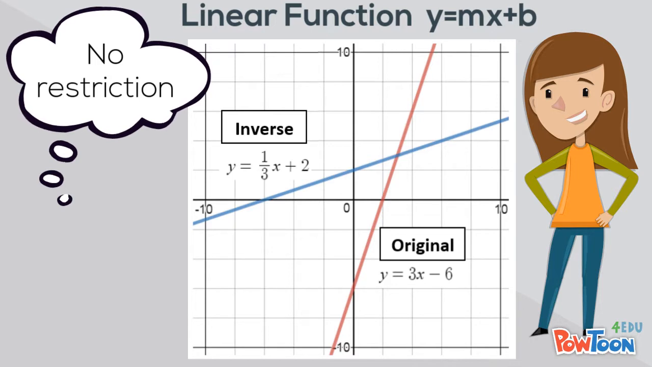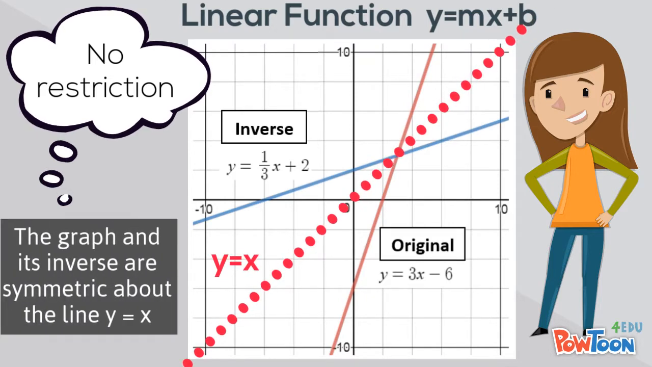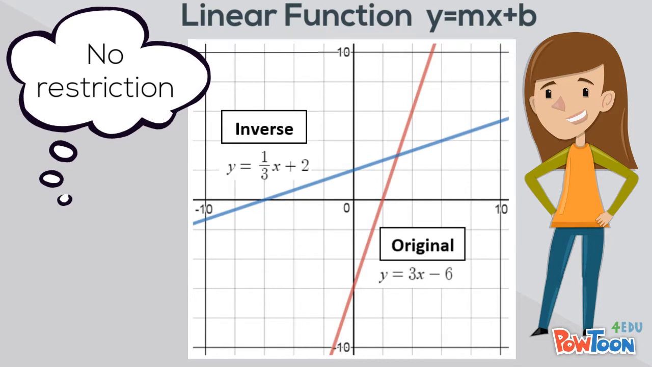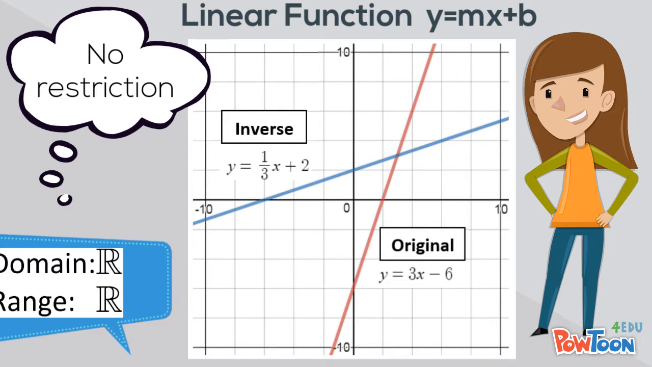And remember, when we look at the graph of the original function and its inverse on the same coordinate plane, we can see that these graphs have an interesting relationship. The graph and its inverse will always be symmetric about the line y equals x. In summary, linear functions and any function that passes the horizontal line test will not need to have a domain restriction for its inverse to also be a function. The domain and range of both this original function and its inverse will always be all real numbers.